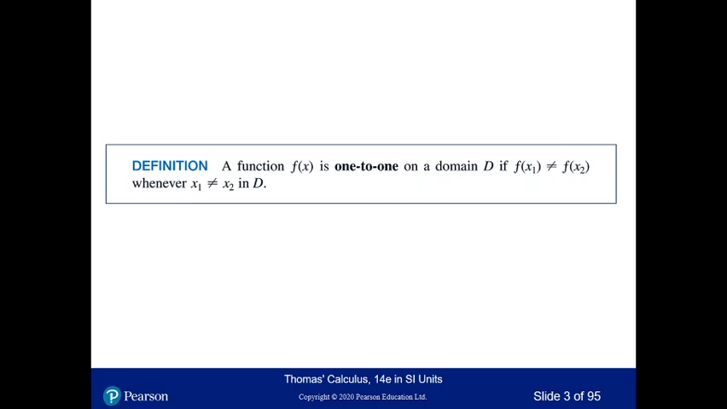In other words, you can consider it like this: two different elements cannot go to the same value. This is what it means. So two different elements have to go to two different values. That's what it would mean.